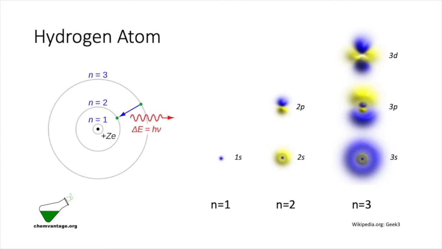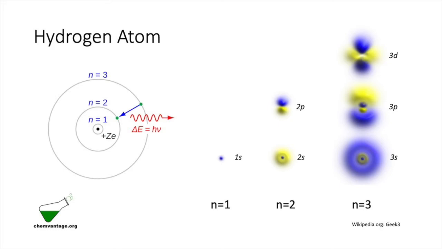Wave functions are three-dimensional mathematical functions that can be used to predict the spatial distribution of electrons in an atom. Here, positive values of the functions are shown in blue, and negative values are shown in yellow. The intensity of the color represents the value of the function, so you can get an idea of the spatial distribution of the electron in each orbital.